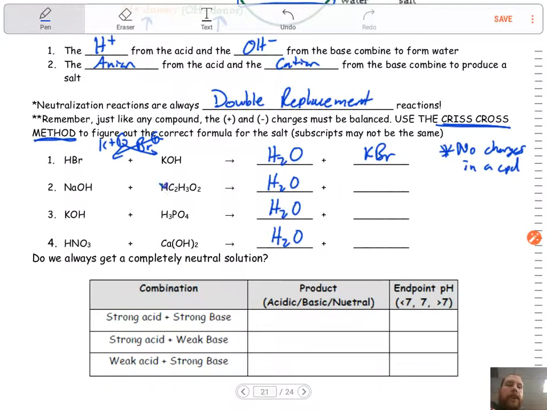Next one, if I remove the hydrogen here and the OH, because those have been taken out with water, I've got Na, which is a 1+, and C2H3O2, a polyatomic. It's a 1-, that's acetate. Crisscross those up. Na C2H3O2. Remember, if there's one polyatomic, it doesn't have to have parentheses, so you could see it without it.